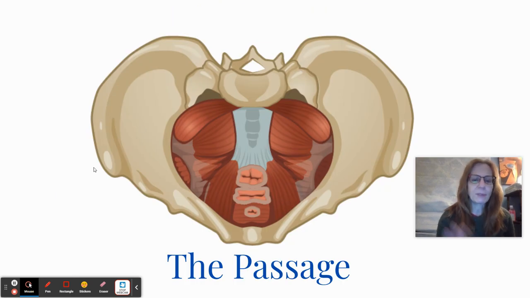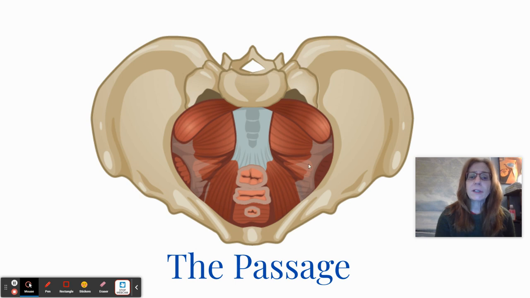That was just an introductory slide. Don't worry about that. So here you have the passage. You don't see the cervix in this, but you do see the bony pelvis, which is made up of the innominate bones, the sacrum back here, and the coccyx, which is all the way down the bottom. It's like your tailbone. These bones are held together by joints and ligaments that get more movable during labor.